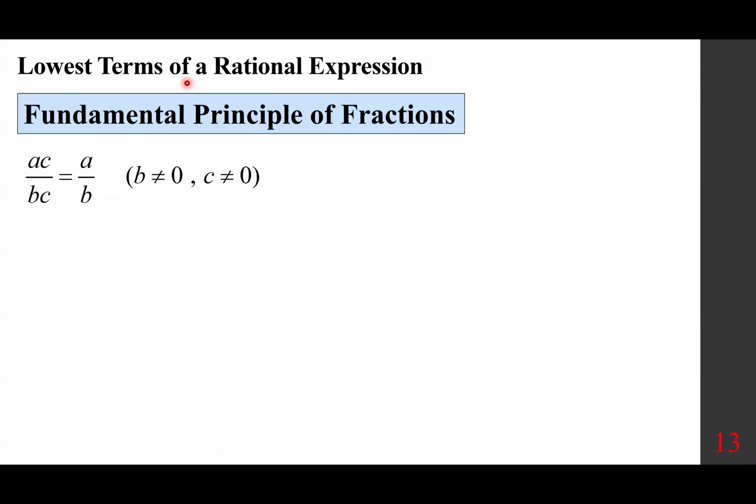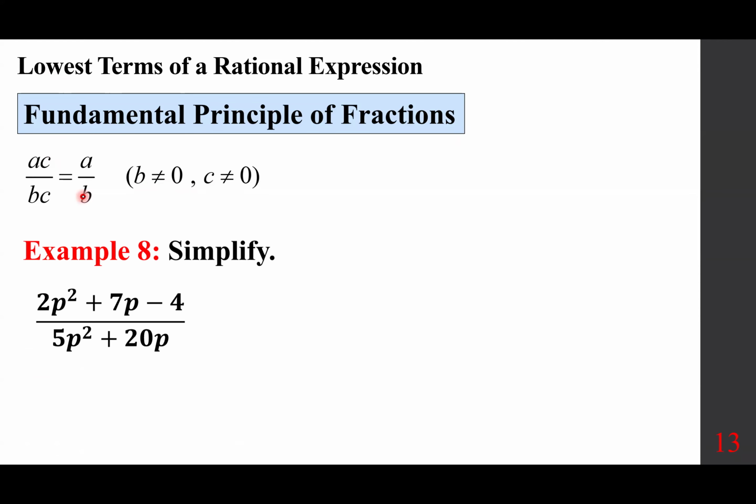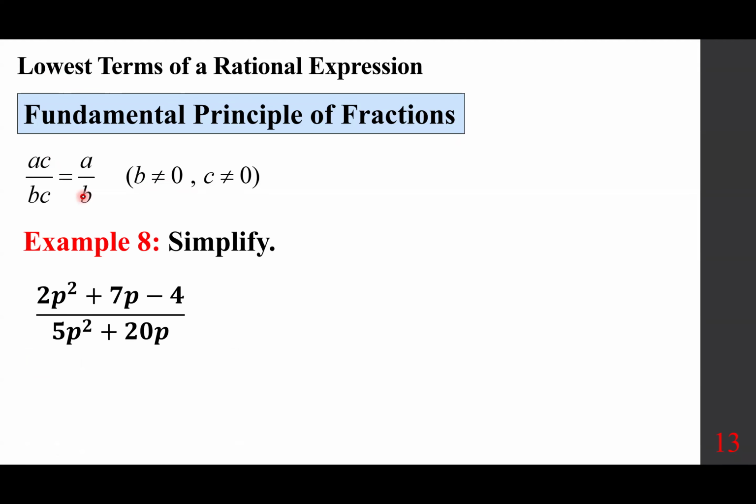Lowest term of a rational expression, fundamental principle of fractions. AC over BC is A over B. Of course, B can't be 0, C can't be 0. In short, any fraction, you have to put it in its lowest term before you move. For example, we want to simplify this. The only way we can simplify is if there is a common factor between the top and the bottom, which requires factoring. And first, I want to start with the bottom because it's easy.